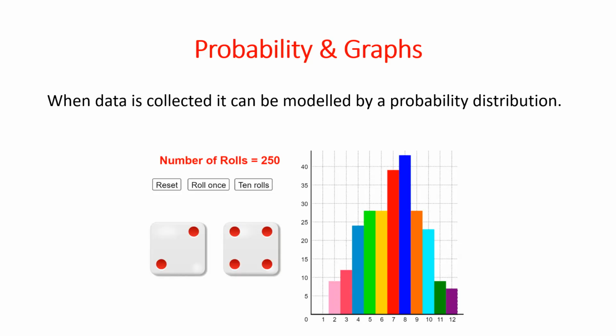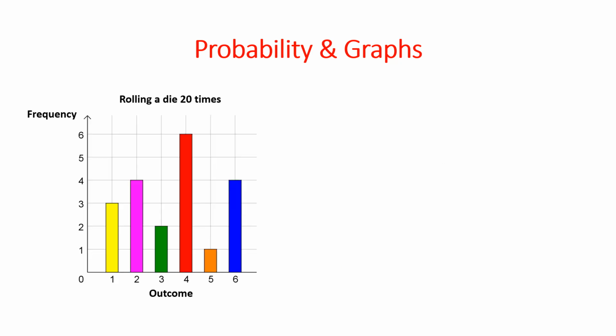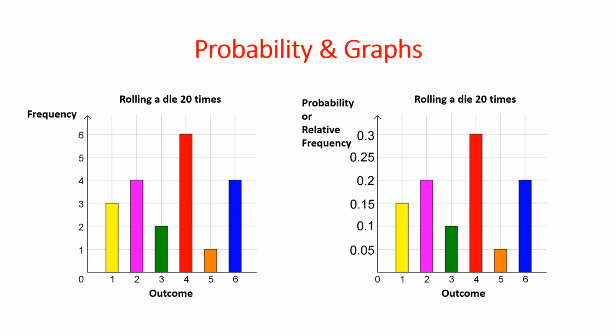When data is collected, it can be modeled by a probability distribution. A distribution can either be a graph or a table. So let's have a look at this graph. It's a bar graph and it has frequency on the y-axis. But the same information can be drawn like this, where we have the probability or the relative frequency on the y-axis.